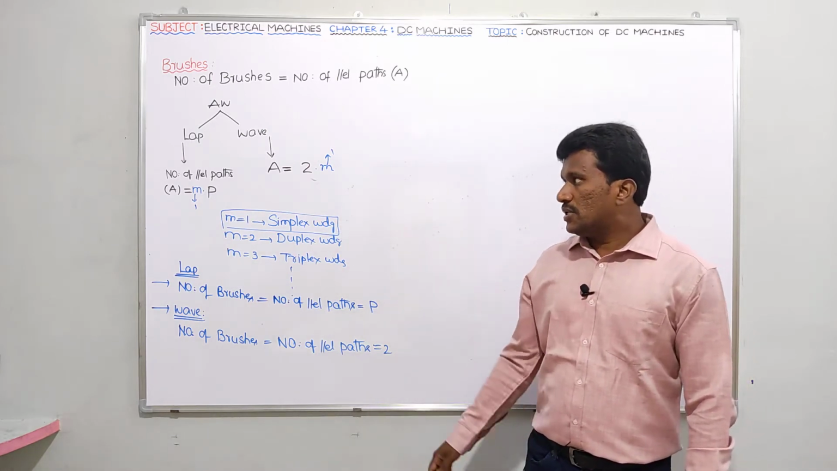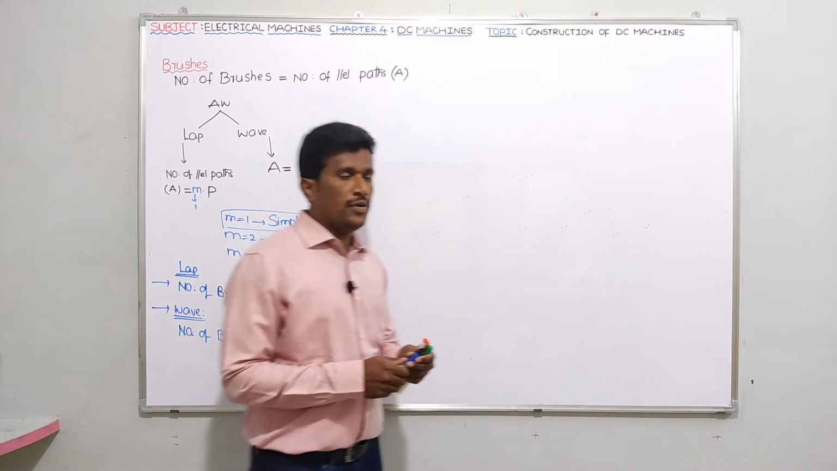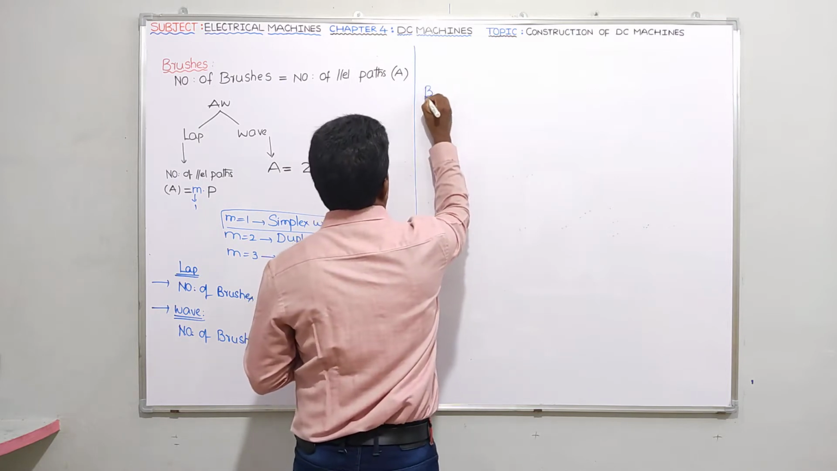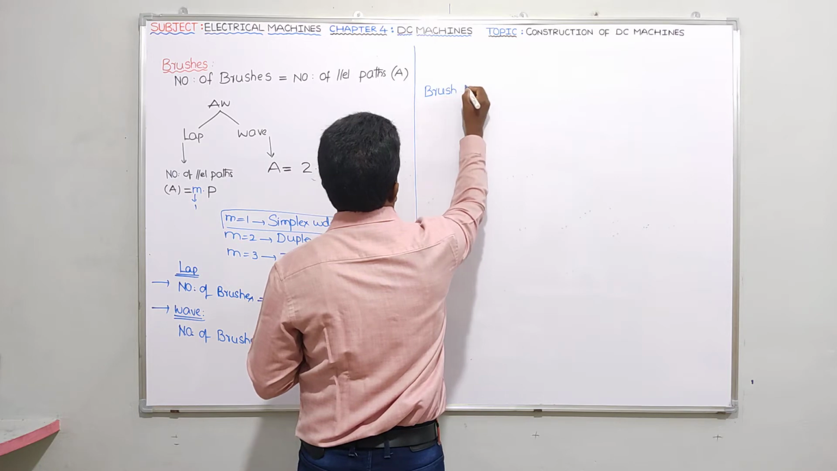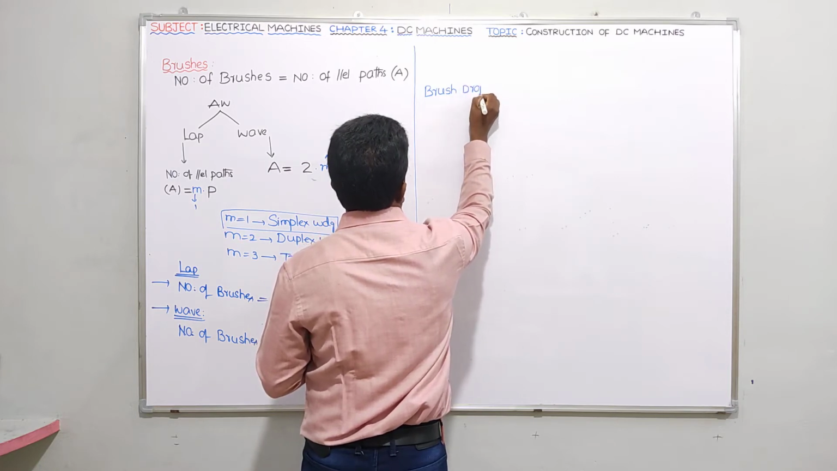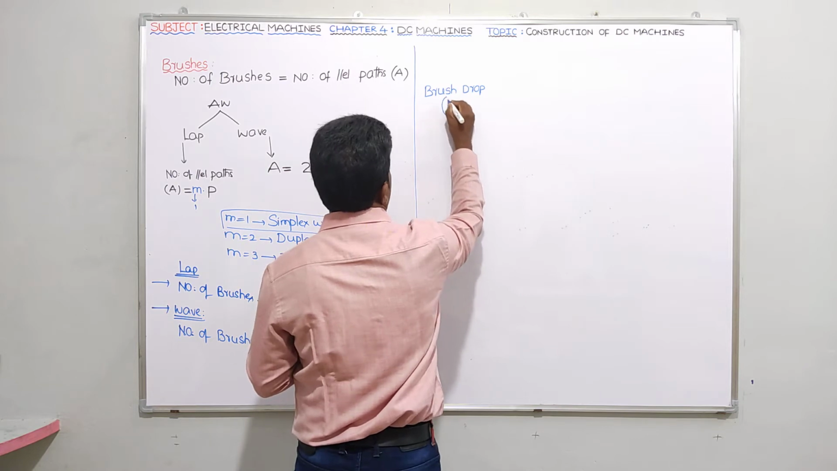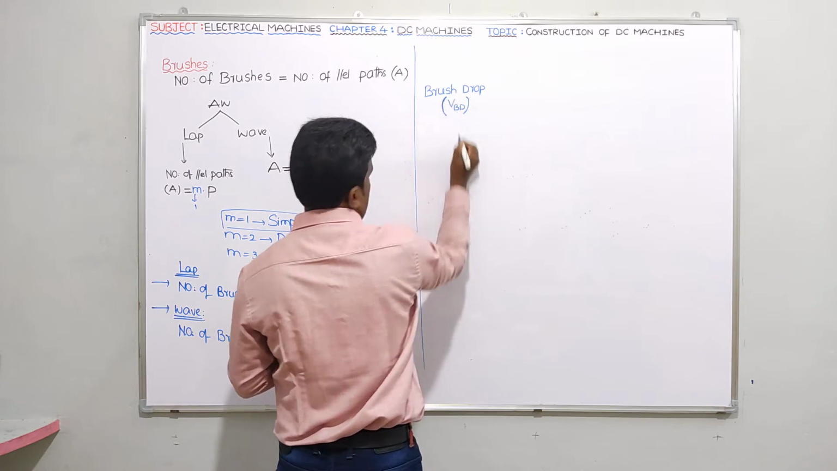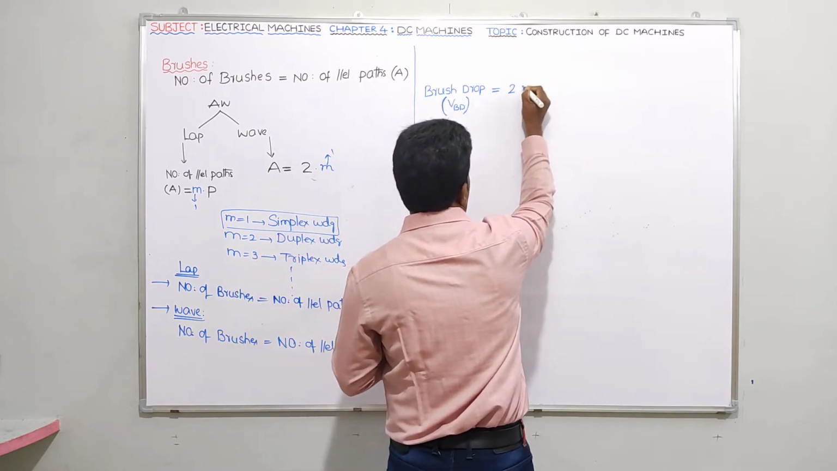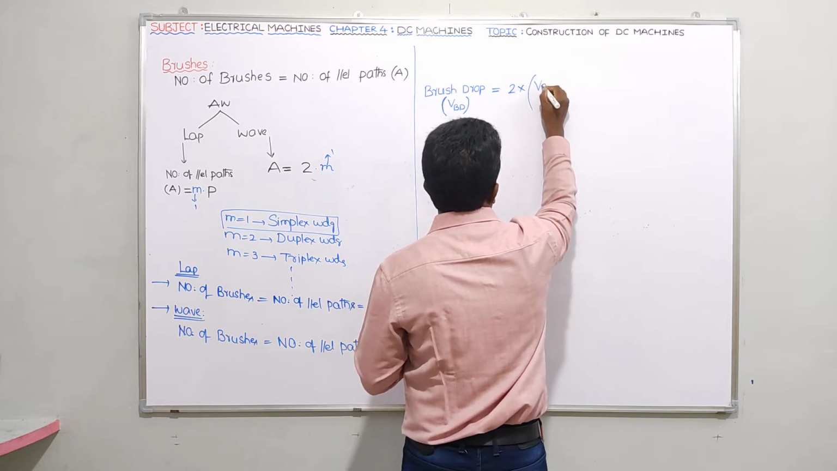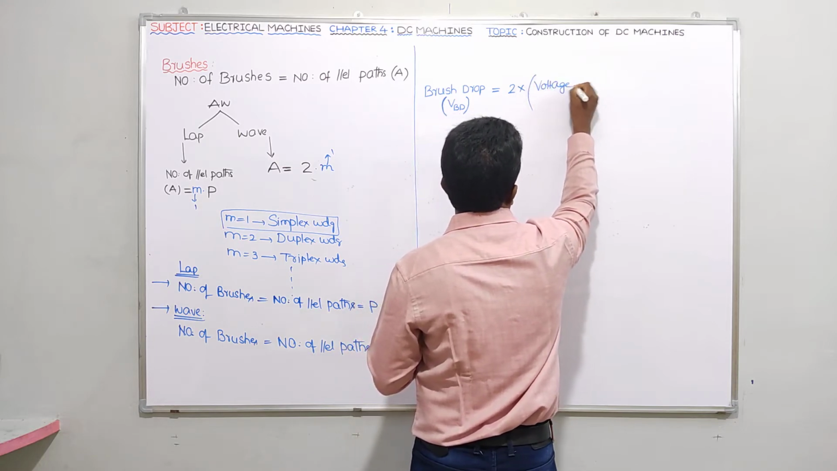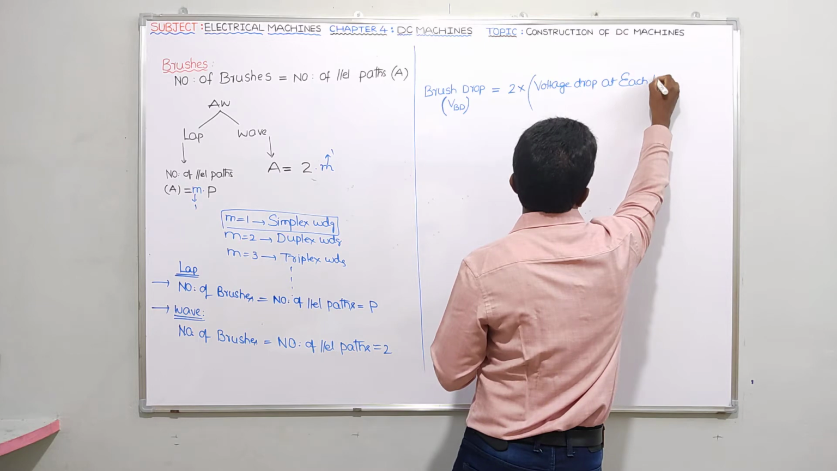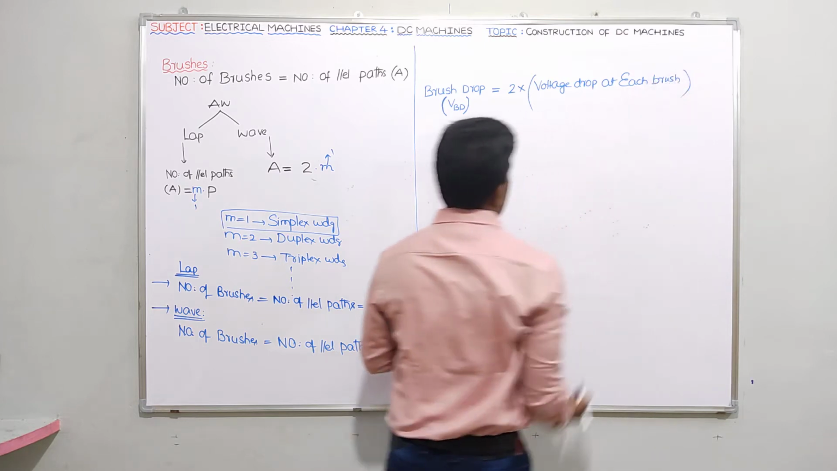See, in addition to these things, regarding the problem-solving point of view, one point is very important guys. Brush drop equals the voltage drop across brushes. Let me represent brush drop with VBD. Voltage drop across brushes is equal to 2 times the voltage drop at each brush. This is very important guys.